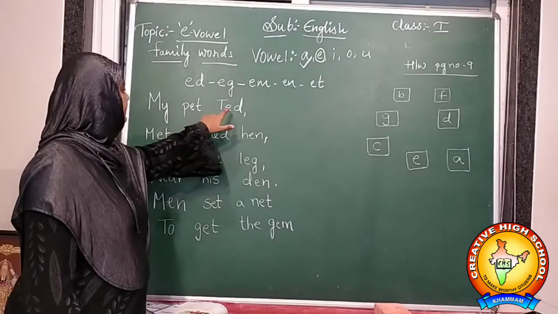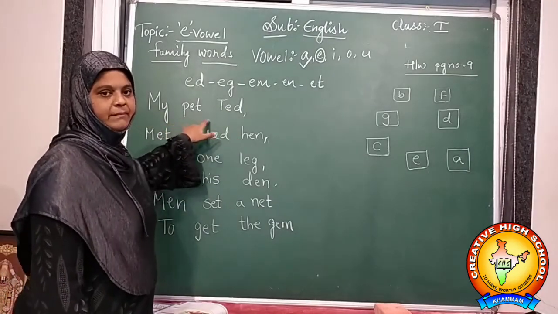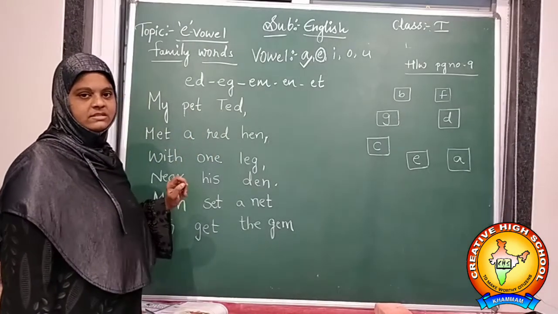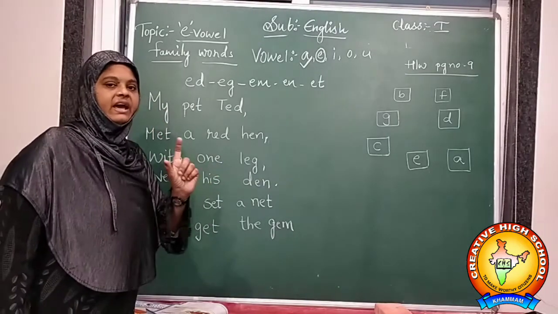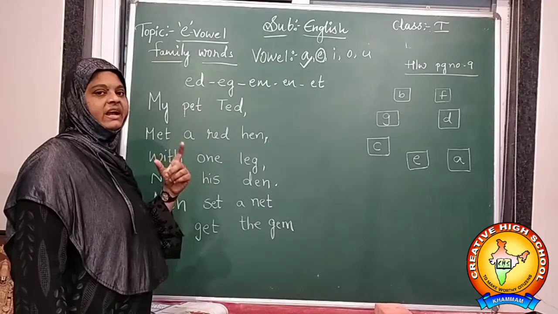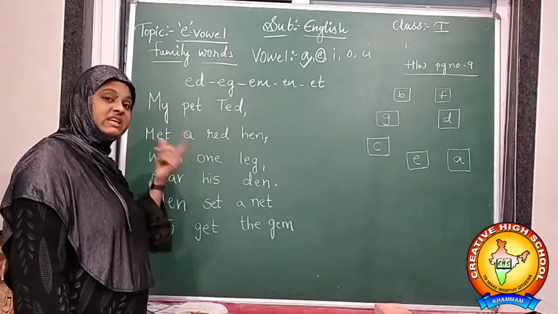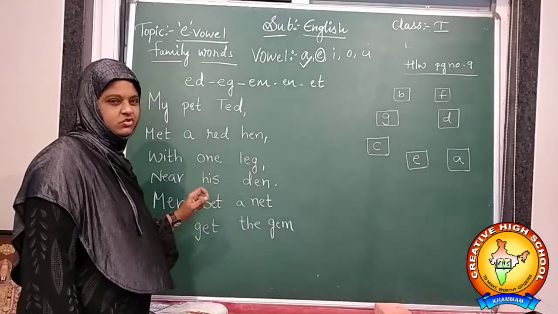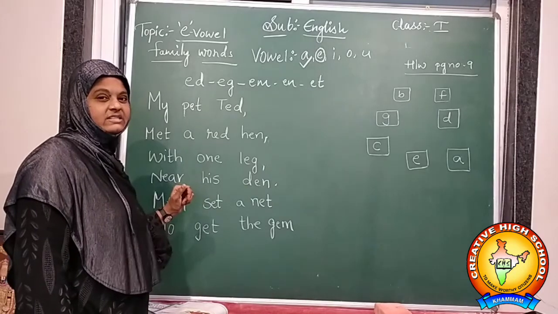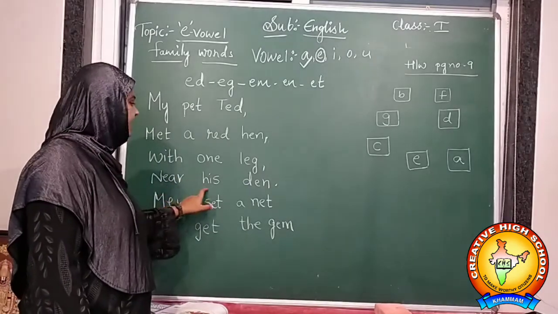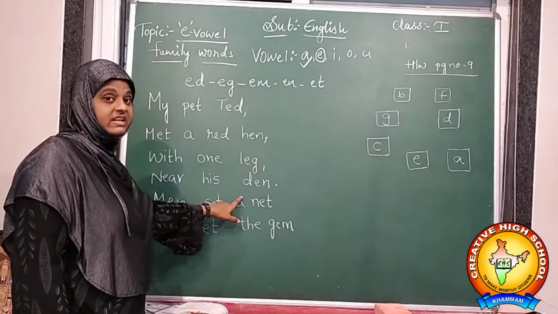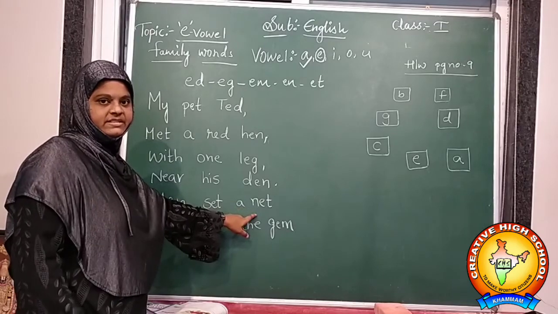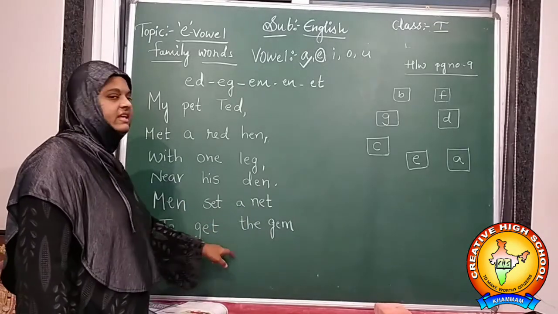My pet, Ted. Its pet name is Ted. Met a red hen. Met means he has met a red hen. He has found a red hen. He has seen a red hen with one leg. It is having only one leg. So very bad. So that red hen is having only one leg. Near his den. Near his house, den. Men set a net. Men are setting a net to get the gem.